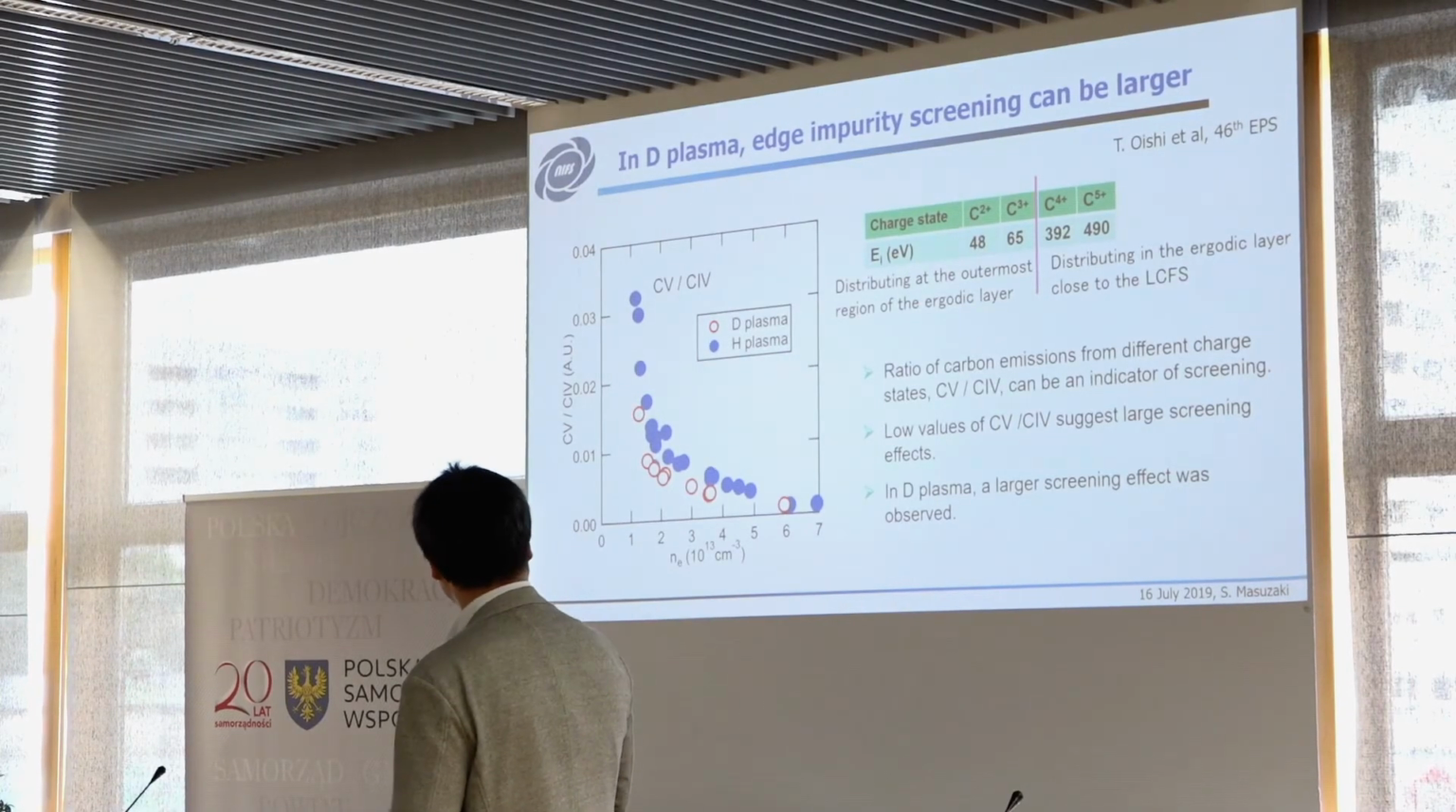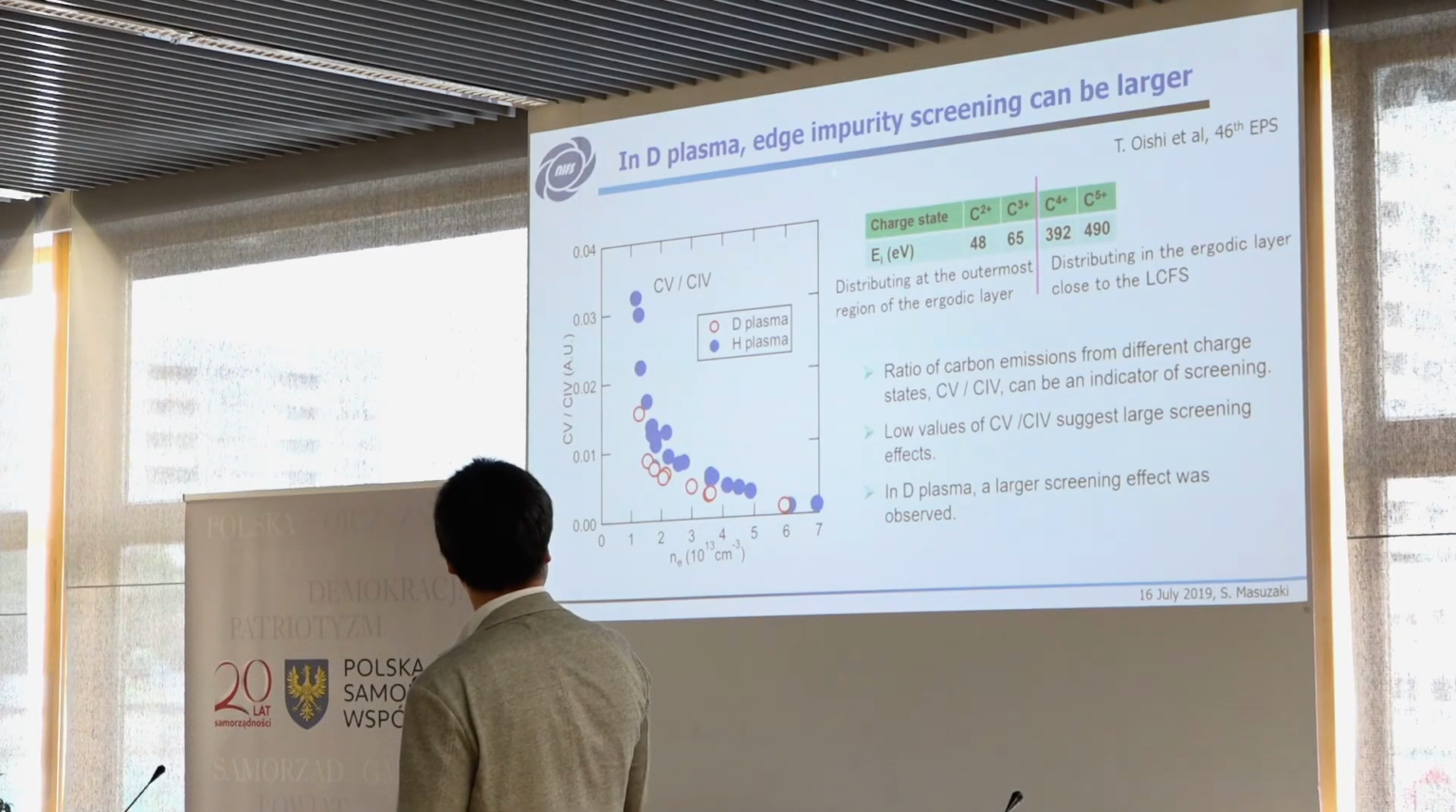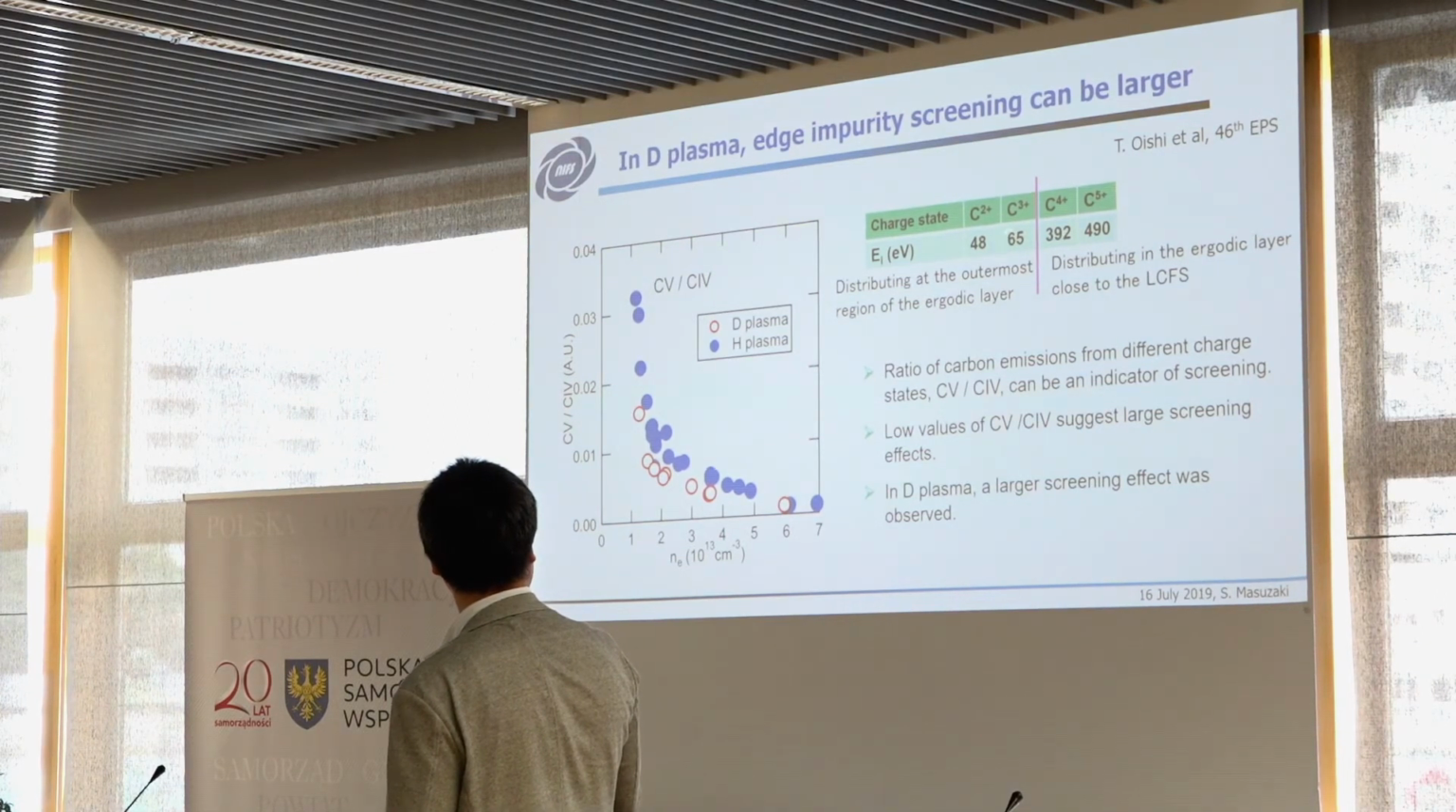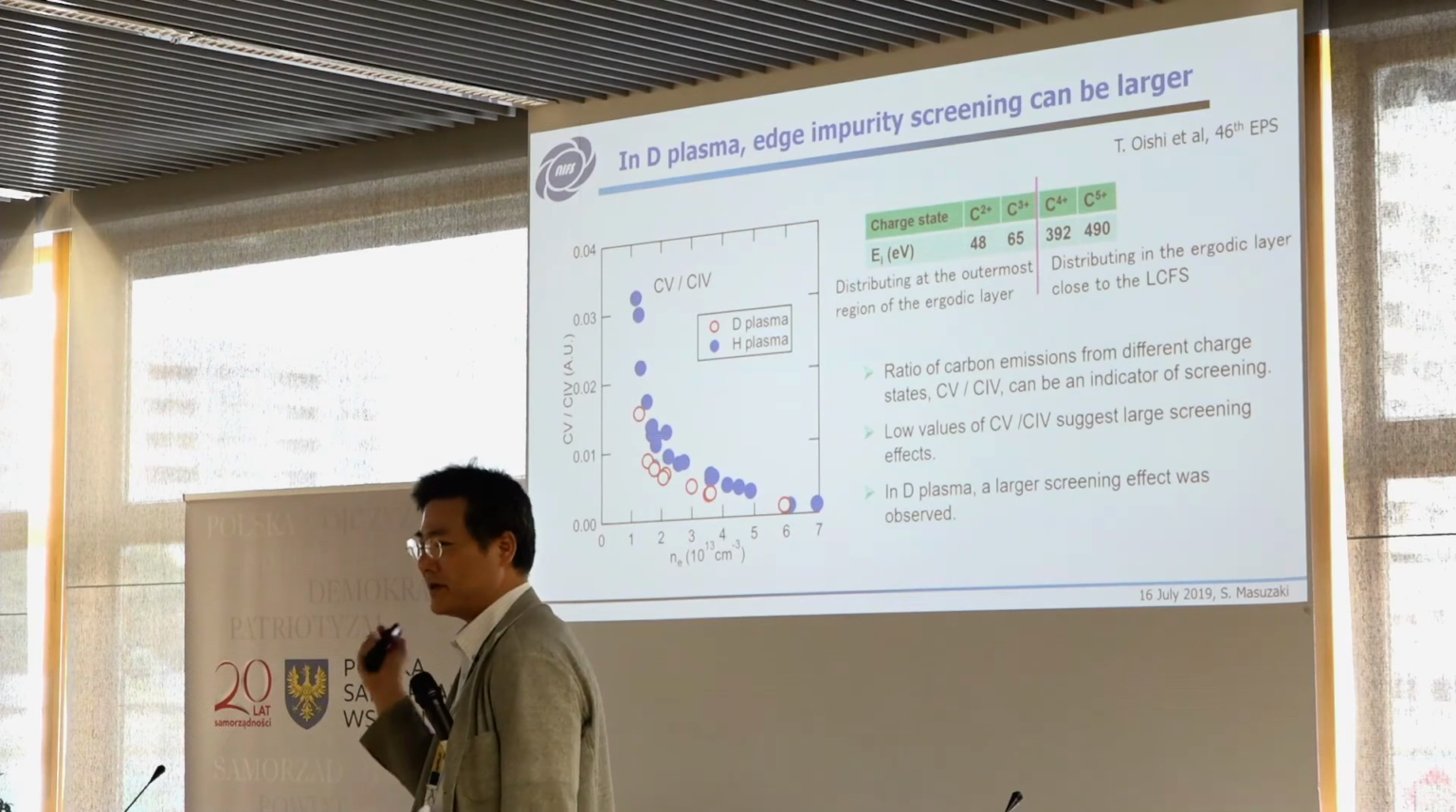But I have two questions. One is, when you are talking about the screening ratio, wouldn't it be better to actually compare carbon 5 to carbon 3 or 2? Why did you compare to carbon 4? Yeah, so this is not a correct answer, but we didn't measure the carbon 2, unfortunately. So we have to compare these two lines to analyze this property.